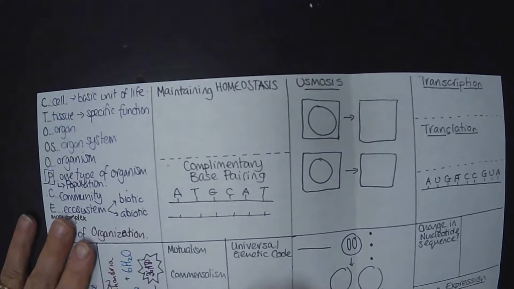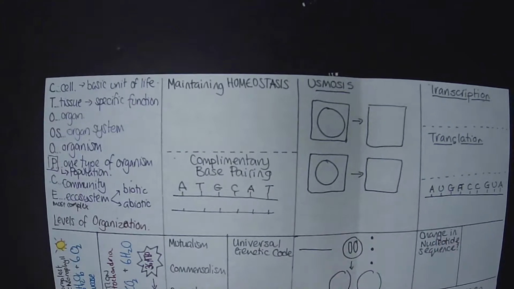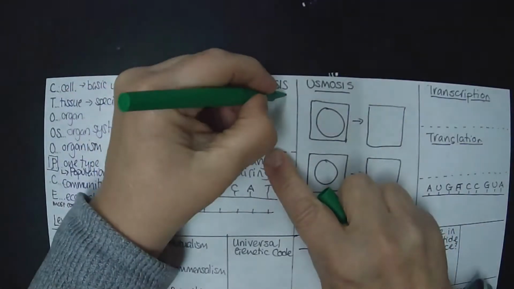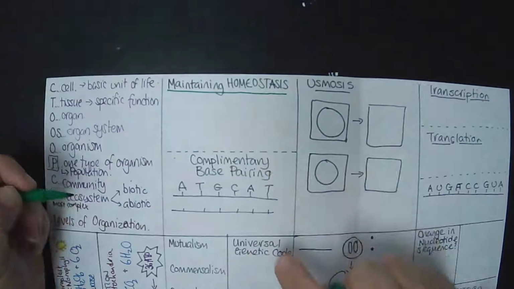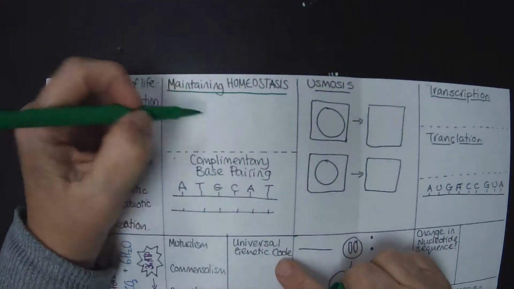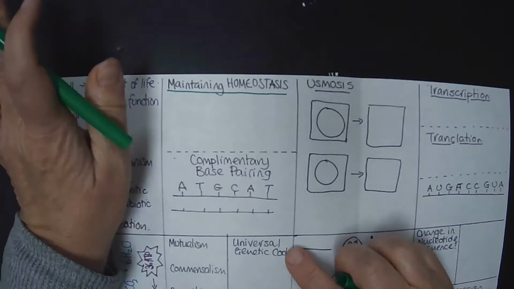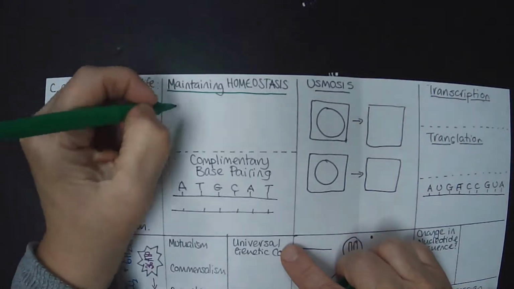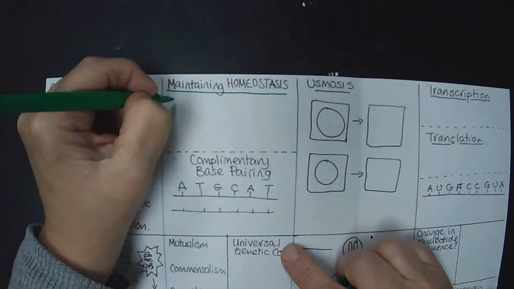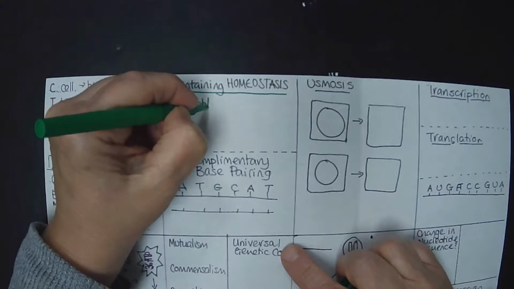Okay, for the second part of the review, let's talk about maintaining homeostasis. First off, this is one of my pick-me phrases. That means that if you see the phrase maintaining homeostasis in an answer choice, it's probably going to be the right answer. Not always, but highly probable. So what is maintaining homeostasis? It means keeping everything stable.